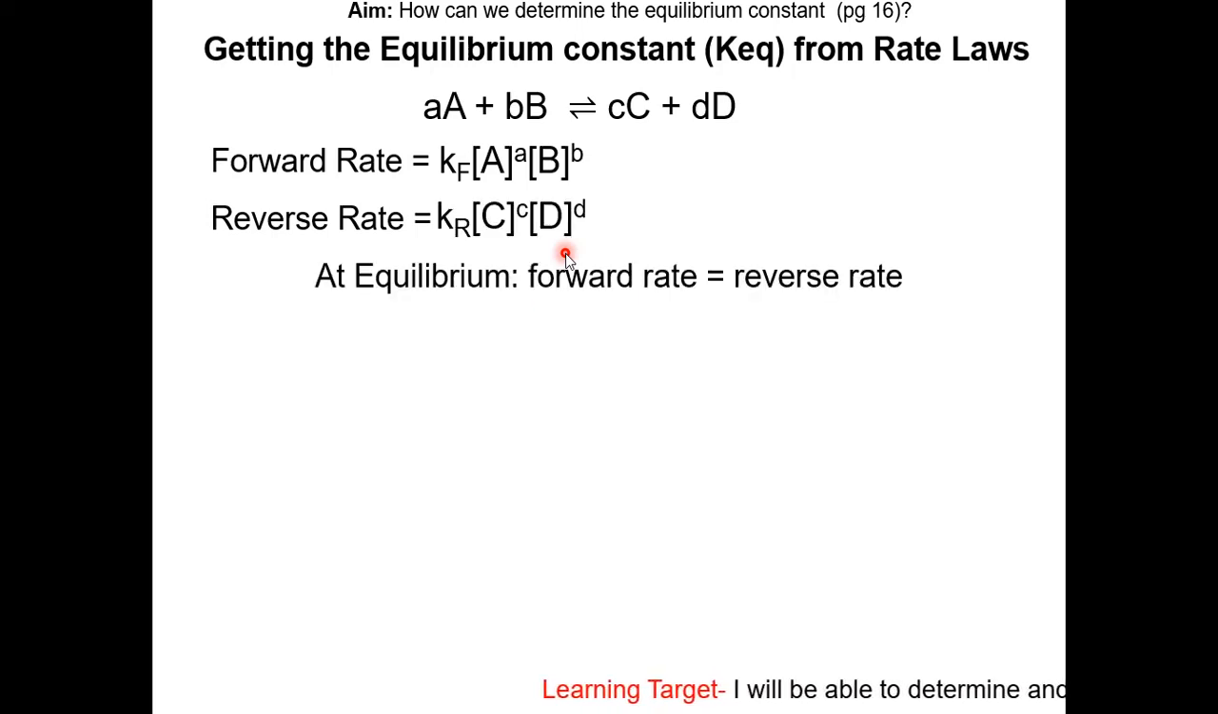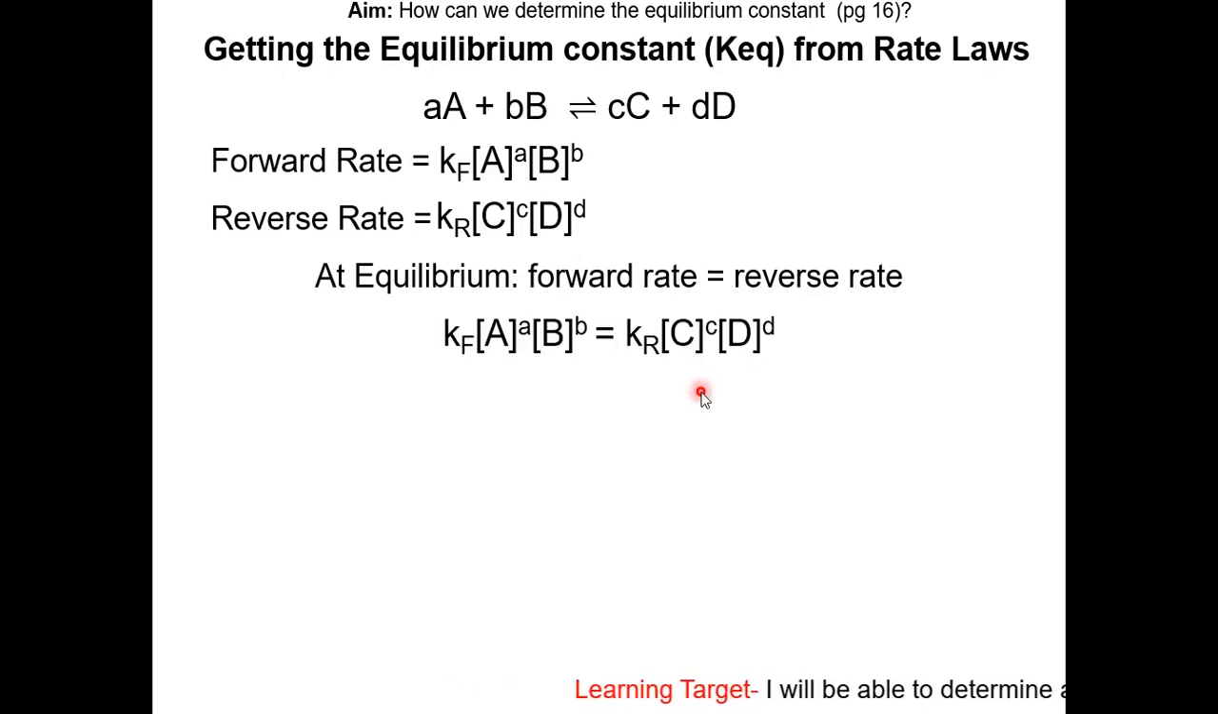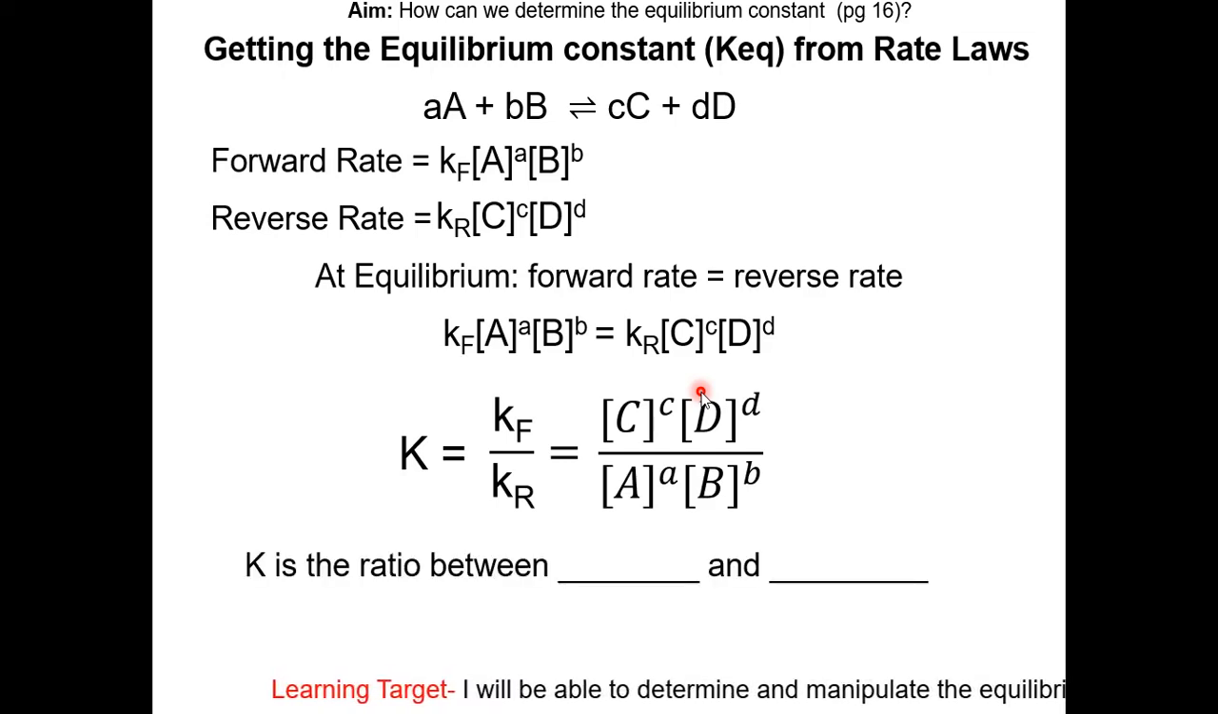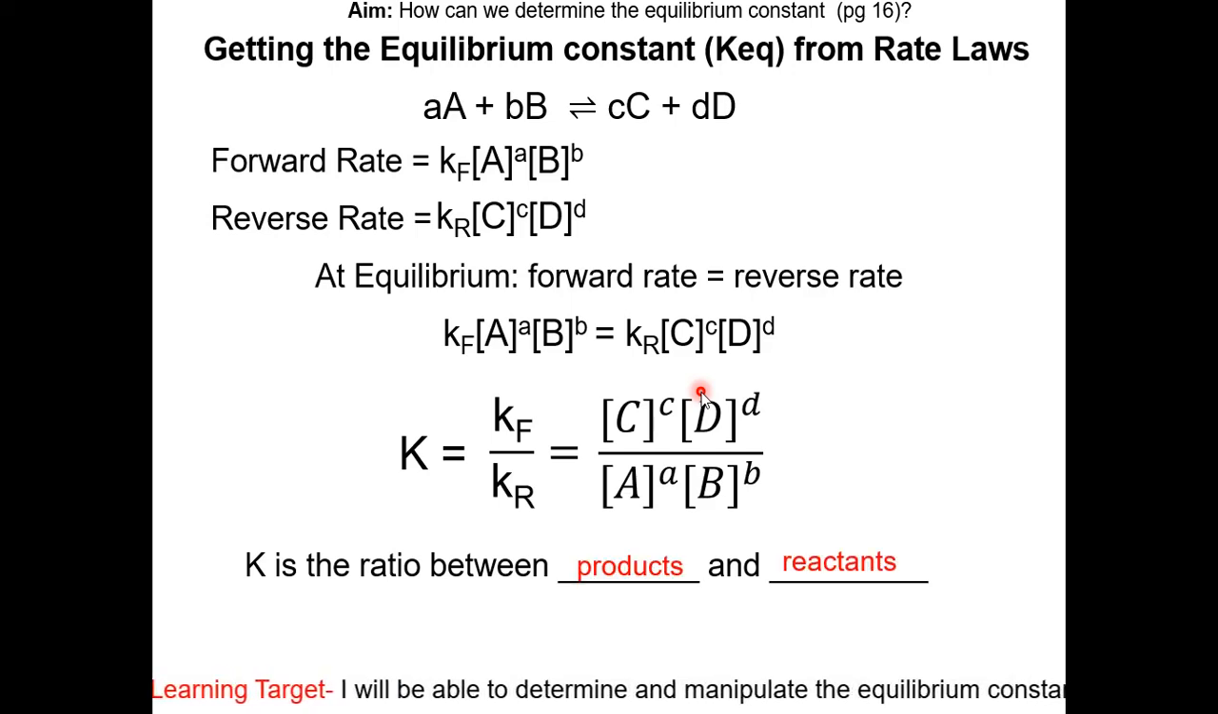So we know at equilibrium, forward rate is equal to reverse rate. Therefore, we can set the rate law equations equal to each other. If we put K on one side and the rest on the other side, we get our equilibrium constant equation. So K is a ratio between products and reactants.